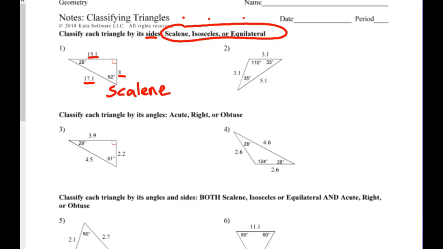Number two, looking at the side lengths, I have 3.1, 3.1, 5.1. Two sides are congruent. What do we call it when two sides are congruent? Two like my eyes, isosceles, right?